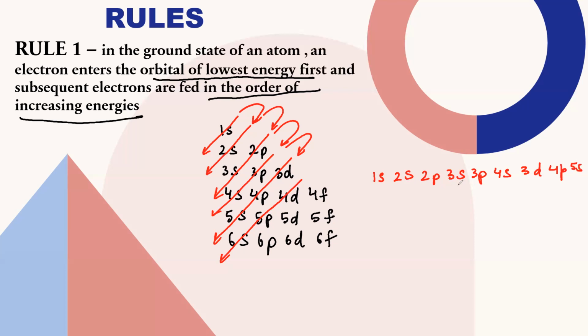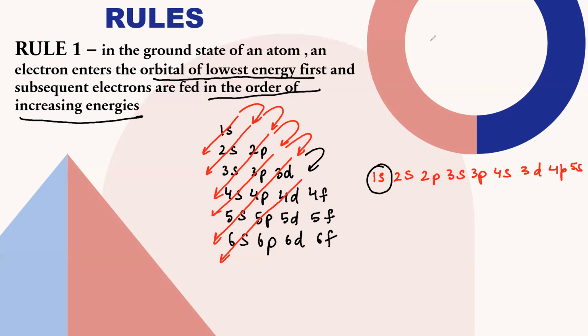And so on. So the lowest energy level, which is 1s, would be filled first, followed by 2s, then 2p, then 3s, 3p, 4s, 3d, 4p, 5s, and so on. So this is the energy sequence. Draw this diagram, it is really easy. Replay the video and see how I have drawn it. Fine, so this is the first rule. The lowest energy level would be filled first, followed by increasing order of the energies.